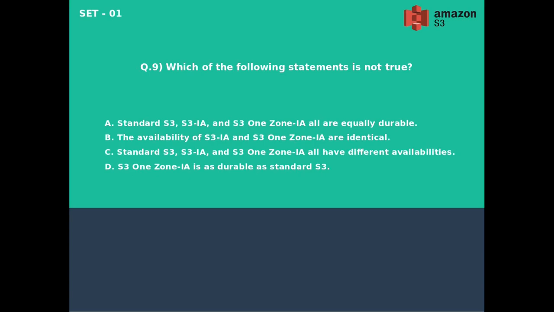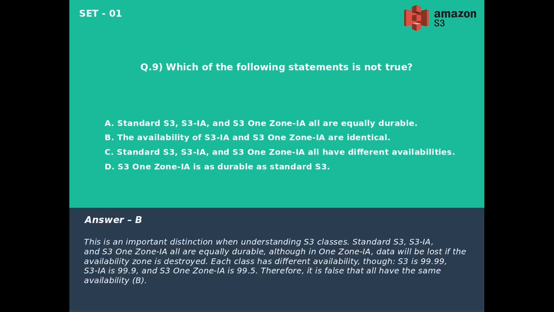Question 9. Which of the following statements is not true? A: Standard S3, S3 IA and S3 one zone IA are all equally durable. B: The availability of S3 IA and S3 one zone IA are identical. C: Standard S3, S3 IA and S3 one zone IA all have different availabilities. D: S3 one zone IA is as durable as standard S3. Answer is B. This is an important distinction when understanding S3 classes.